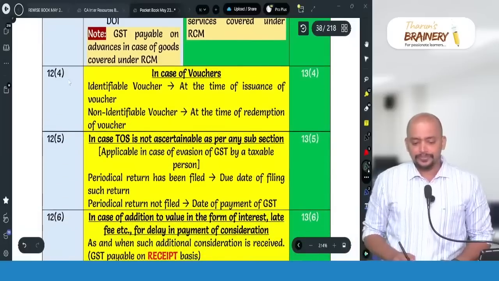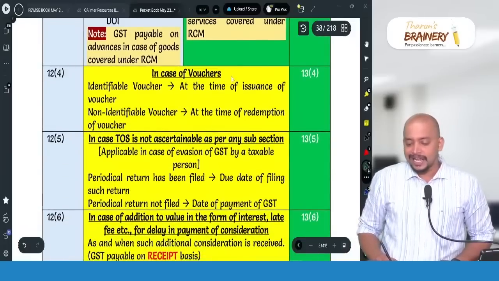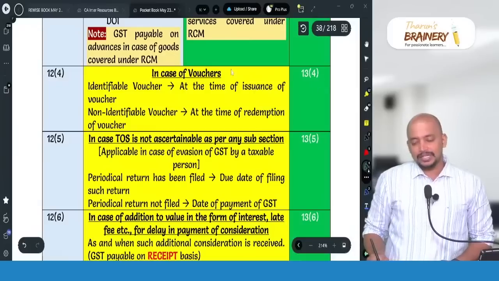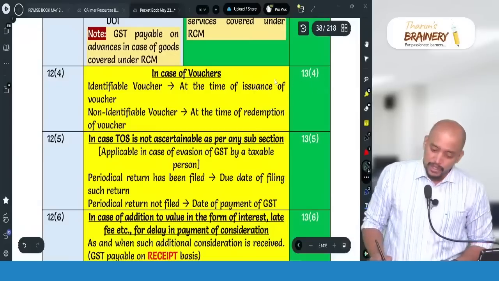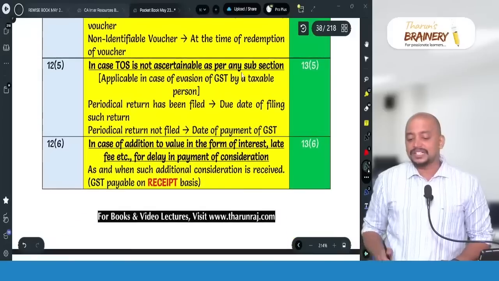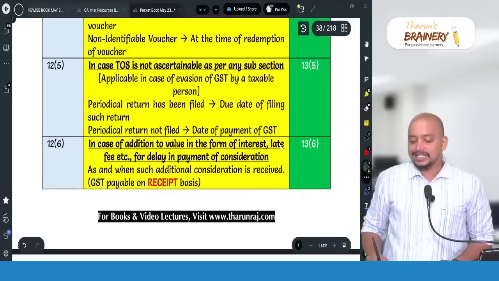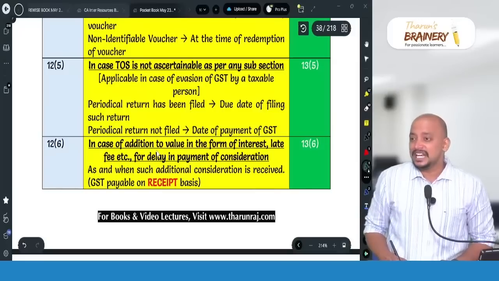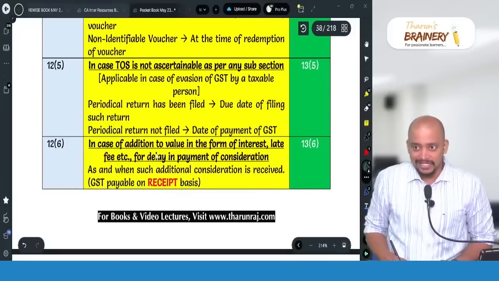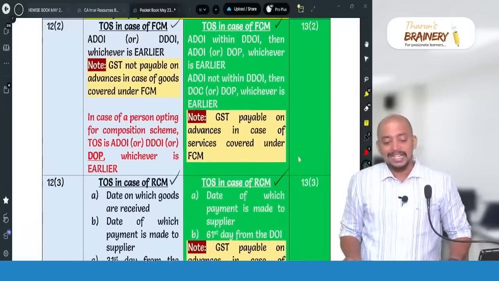And then 12 subsection 4, in case of vouchers. In case of vouchers, both subsections are talking about the same situation as well as the same provision. Then subsection 5, residual cases. The provision is also the same. Subsection 6 is the situation of interest, late fee or penalty for delay in receipt of consideration. The provision is also the same, which means in total we need to remember 7 points.